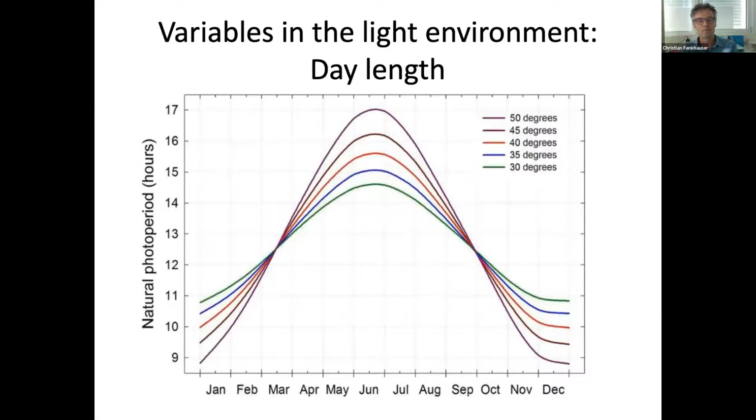One of the best known variables in the light environment that plants care about, it's not only plants, but animals do as well, is the change in day length. Except if you live on the equator, this length of the day changes throughout the year. And this provides precious information for many plants and animals, in particular, to allow them to reproduce at the most favorable time of the year.